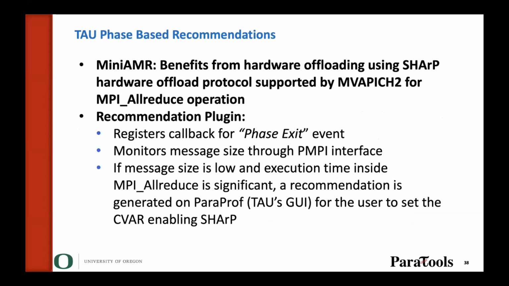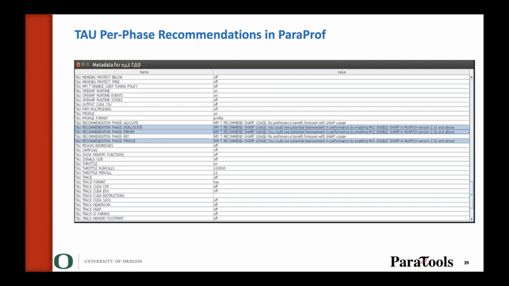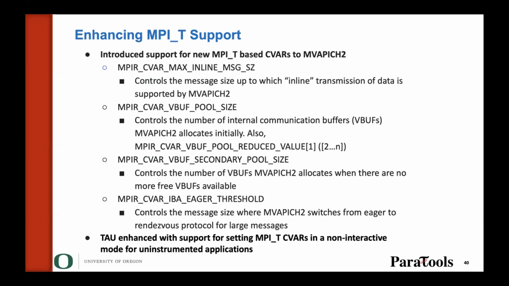So we can observe the timing inside MPI routines. We can look at other collective operations and give recommendations. For example, if it's spending too much time in collective operations, you could say, please consider offloading the computation using the SHARP hardware offload protocol supported by MVAPICH2. And here are recommendations that show up in the ParaProf browser, as you can see.